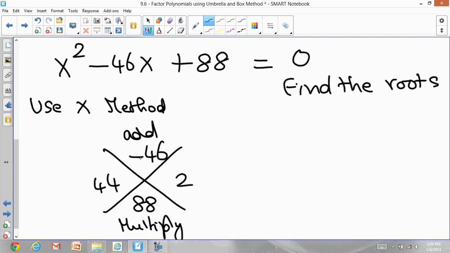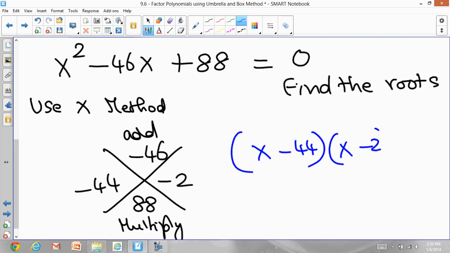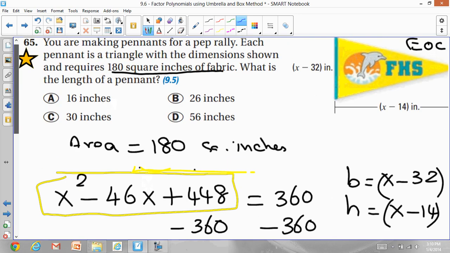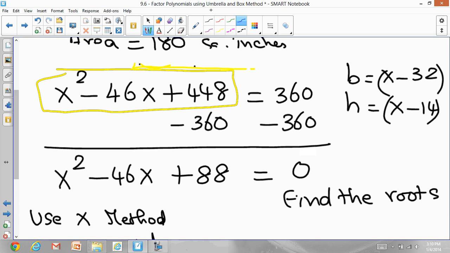But you need a negative 46, so put a negative in and check again. Negative 44 multiplied by negative 2 gives you positive 88. Negative 44 added to a negative 2 is going to give you a negative 46, which works. So now the last step is x is your variable, so x minus 44 is one factor and x minus 2 is another one. So now the question is asking you what is the length of the pennant. So the length of the pennant is what you need to find.